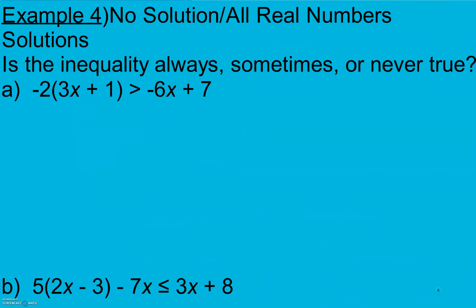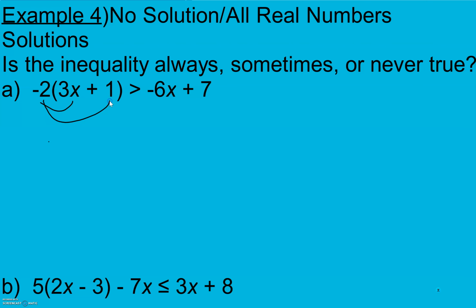Here we're checking for no solution or all real numbers. Is the inequality always, sometimes, or never true? It's going to be always true if our inequality at the end is true every time. So no variables left, and it gives us a true statement. Sometimes true if we have a variable left, x less than 4, x greater than 5, things like that. And never true if the inequality that we get is false. So something like 4 is greater than 10. Okay, that's false, so it's never true.